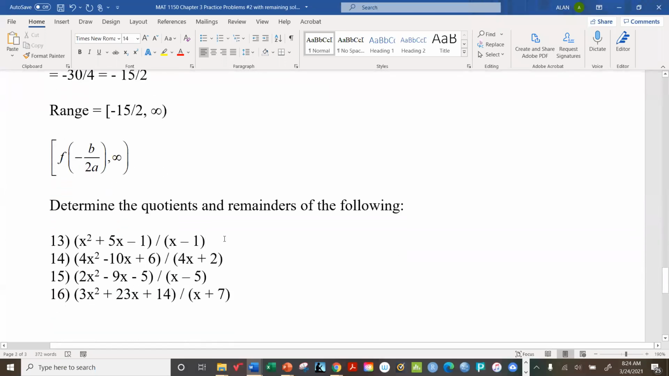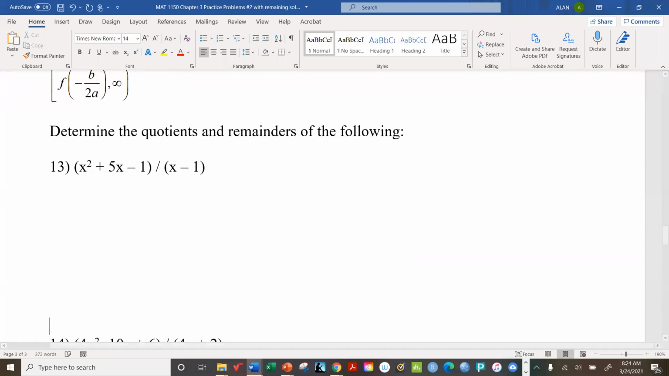All right. Now this is a technique that we'll be following. Okay, so what you have to do is line it up.